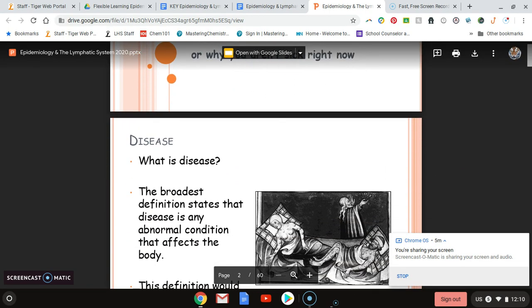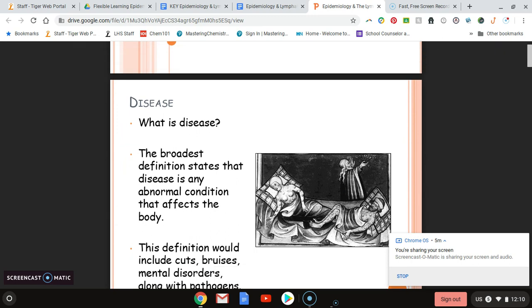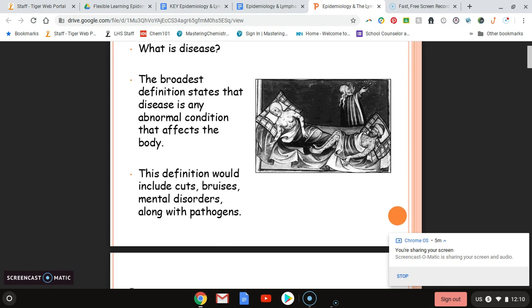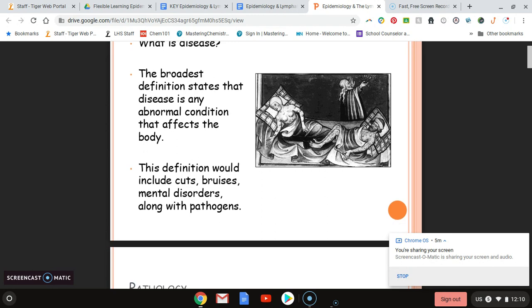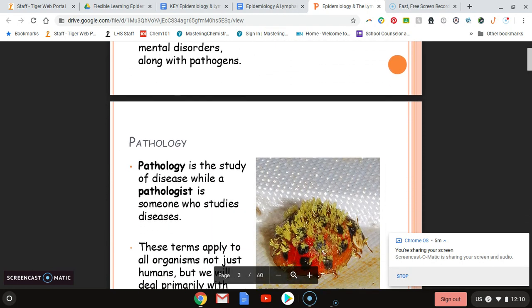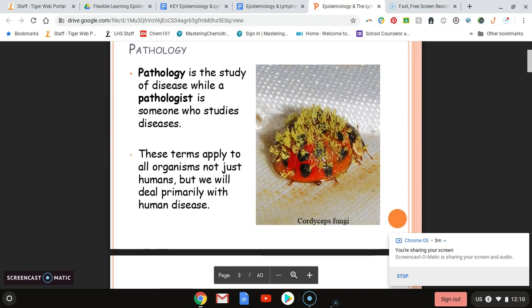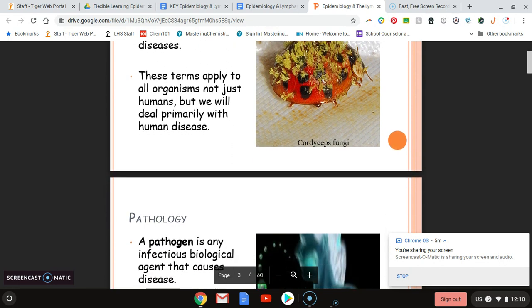All right, so basically, what is a disease? By definition, a disease is anything that causes abnormal conditions. It affects the homeostasis of your body, and that includes anything from cuts to disorders to pathogens. Pathology is the study of disease by a pathologist. Pathologists typically work in hospitals or CDCs, etc. So it is a doctor's field. To be a pathologist, you have to have an MD degree.